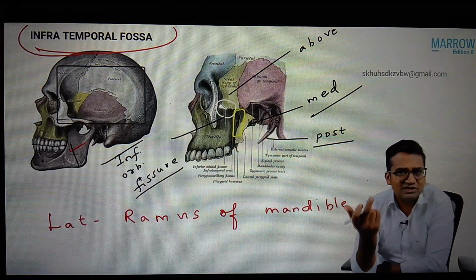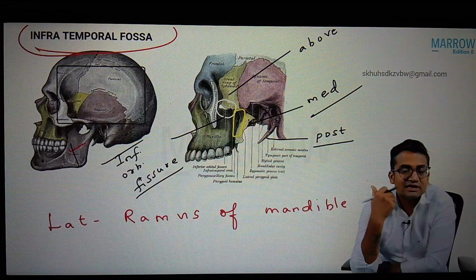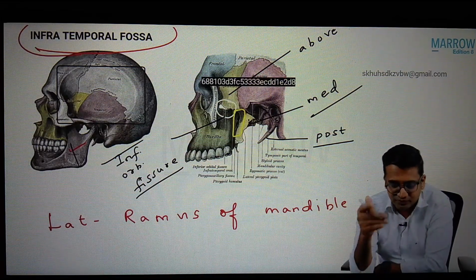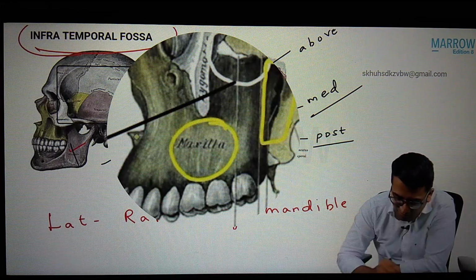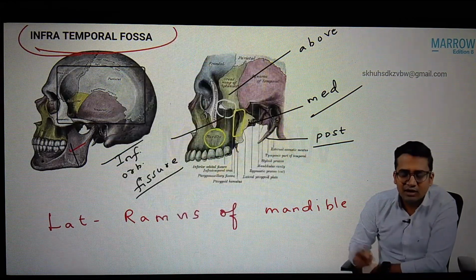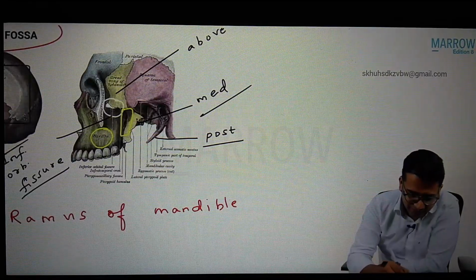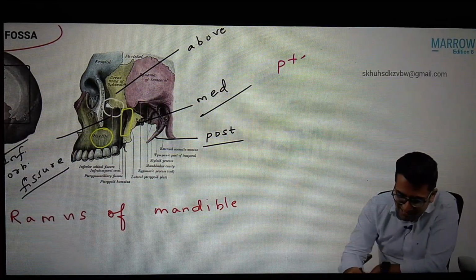What is the meaning of the word fissure? Fissure means elongated openings are called fissures. Now we have a fissure between the maxilla bone and the pterygoid plate. That fissure is called the pterygomaxillary fissure.